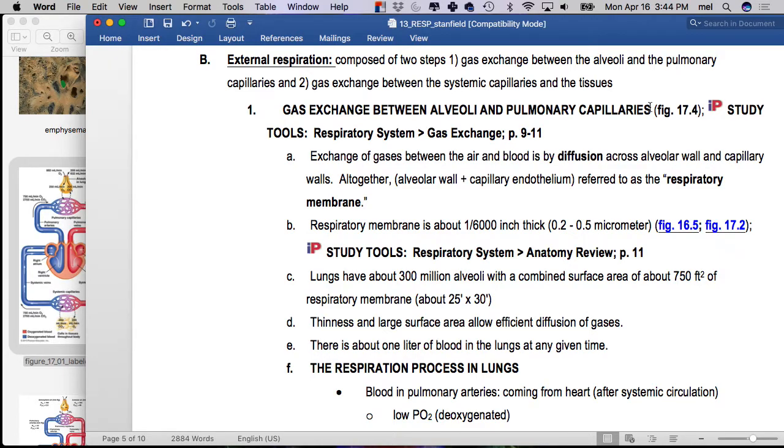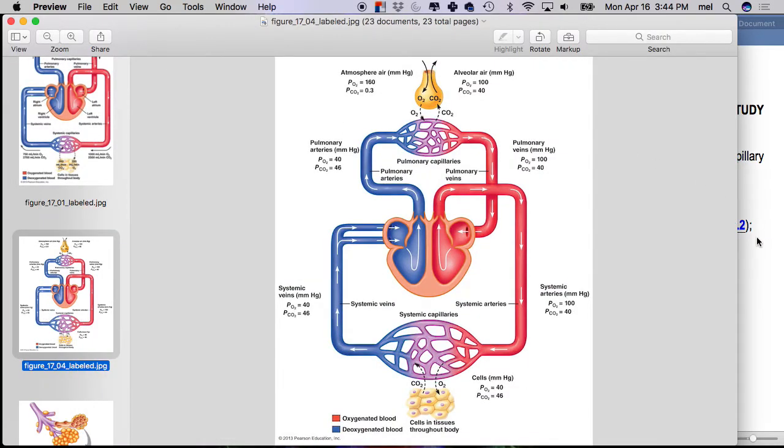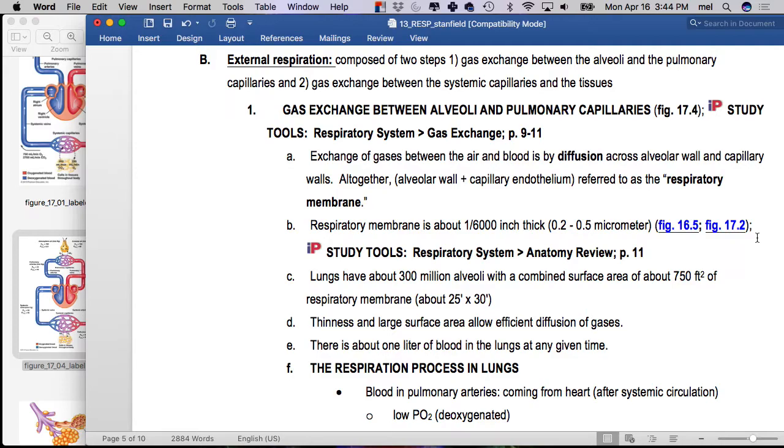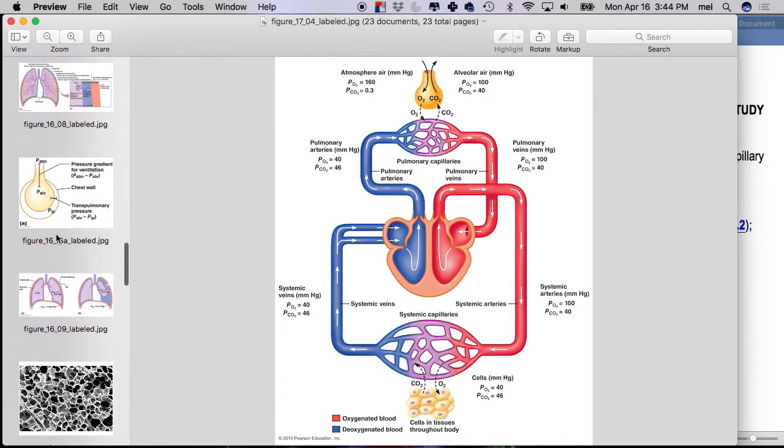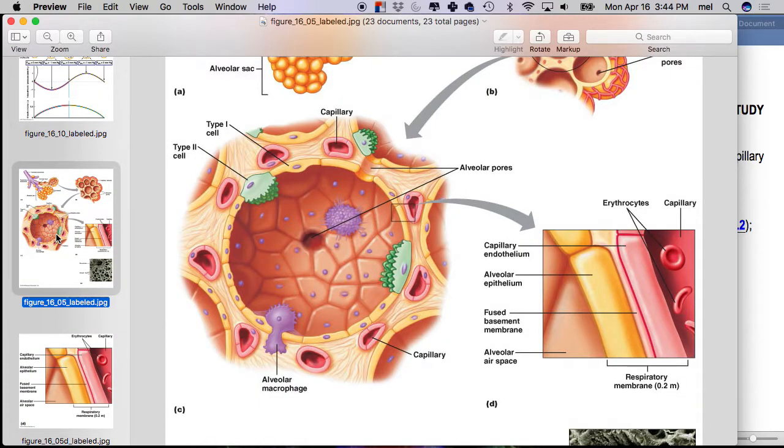So simply, what we are going to do here is we are going to move things by diffusion, and we're going to move them first across what we call the respiratory membrane. Guys ready? Okay, so what is the respiratory membrane? The respiratory membrane is this combination of the simple squamous epithelium that makes up the wall of an alveolus with a little bitty basement membrane in between it, and then the simple squamous epithelium that makes up the wall of an alveolar capillary.